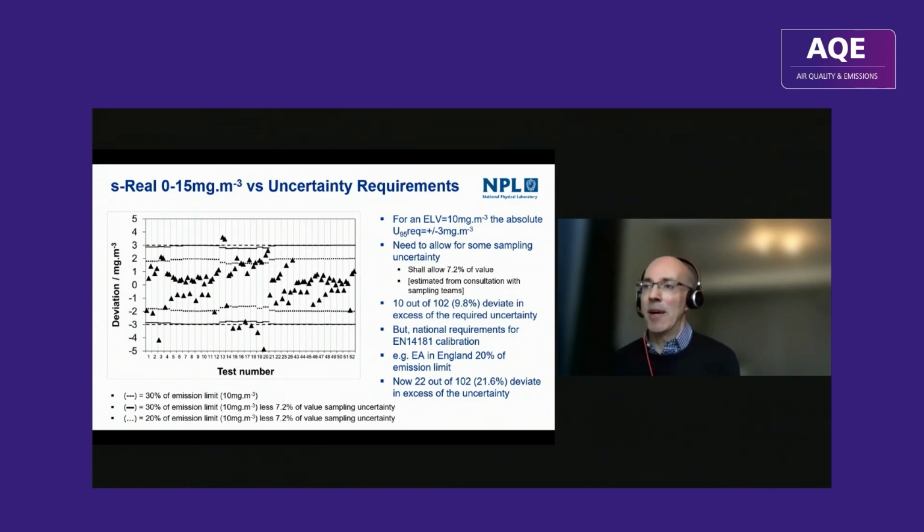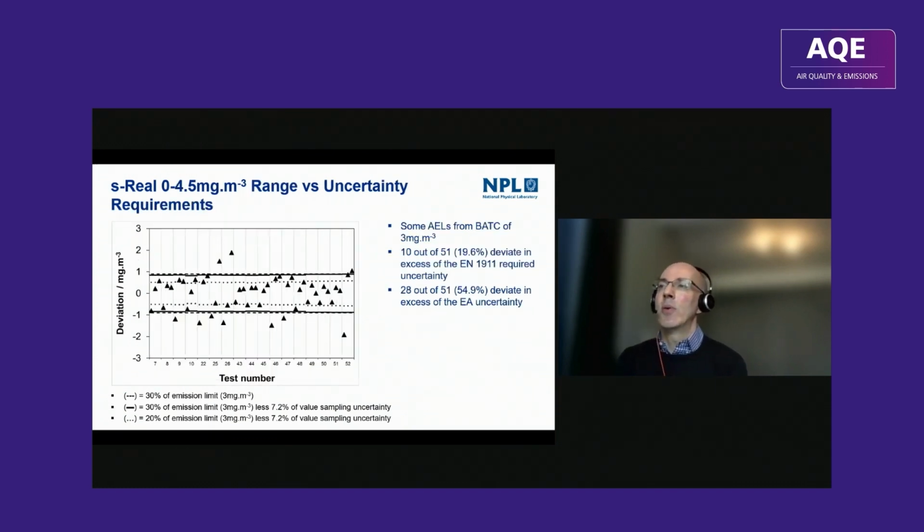So, but what about BAT conclusions, which have already been mentioned today, and obviously emission limits are only going to get stricter. HCl is of course mentioned in a few different BAT conclusions, but what we've been simulating here is a waste incinerator. If you look in the BAT conclusions for waste incinerators, you'll see an AEL range of 2 to 6 milligrams. So we can pick 3 milligrams as a challenging target and look at data across a measurement range of 0 to 4.5 milligrams.